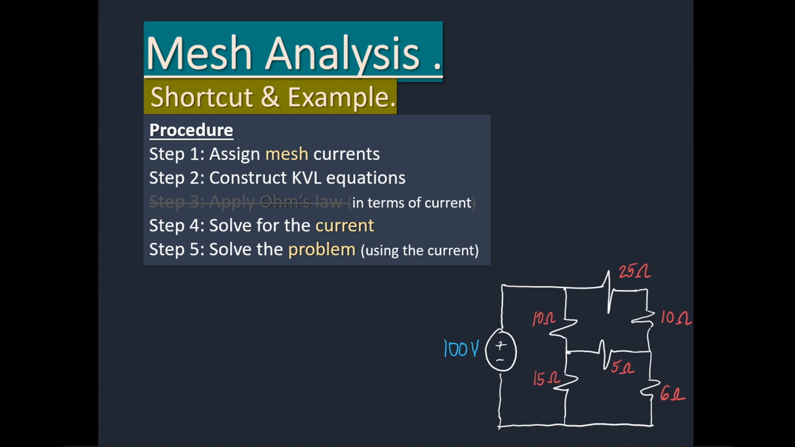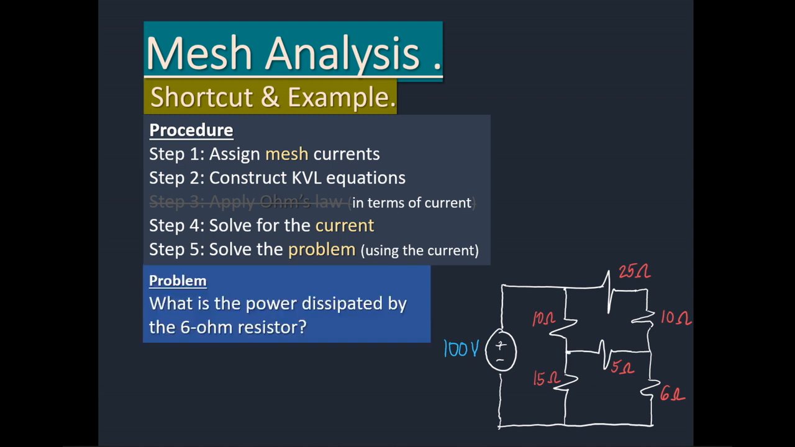Now let's talk about the shortcut and example. To make things easier, I would like you to focus on this one. You have already learned the concept of mesh analysis. This one is quite novel, so you don't need to worry about Ohm's law in this case. Just simply construct KVL equations directly using Ohm's law. We can make it a bit shorter, like 4 steps in this case.